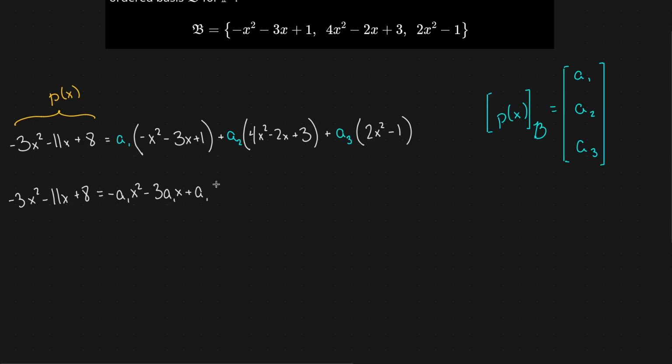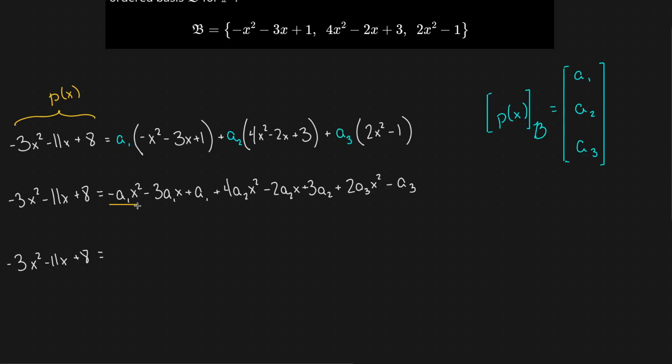If I distribute A2, I get 4A2x squared minus 2A2x plus 3A2. And if I distribute A3, I get 2A3x squared minus A3. Okay, I'm going to combine like terms on the right-hand side. Leave the left-hand side alone for now.